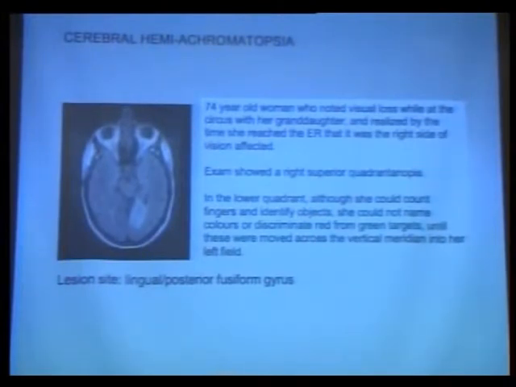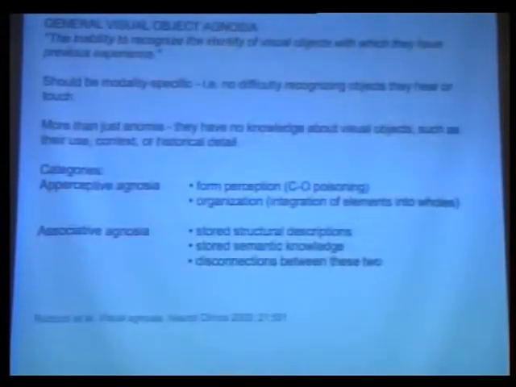And here's her lesion in the lingual and posterior fusiform gyrus. That's a classic location for achromatopsia. If you have it only on one side, that's hemiachromatopsia. To have real full-blown achromatopsia, you need to have bilateral lesions. No exceptions.